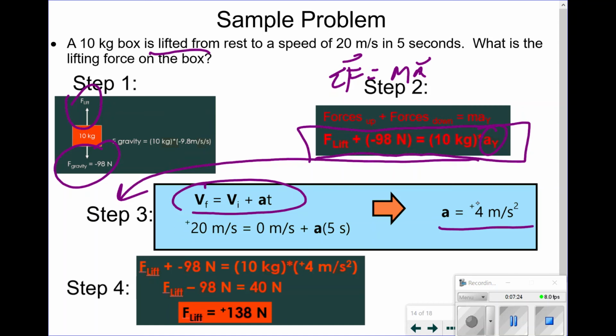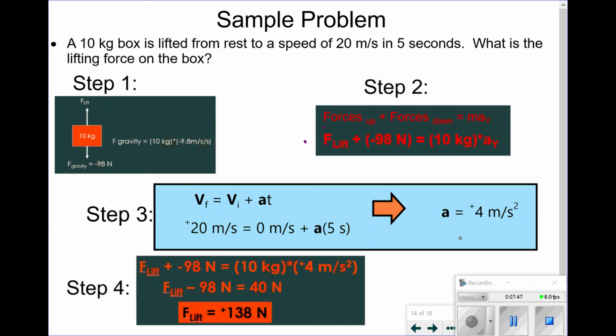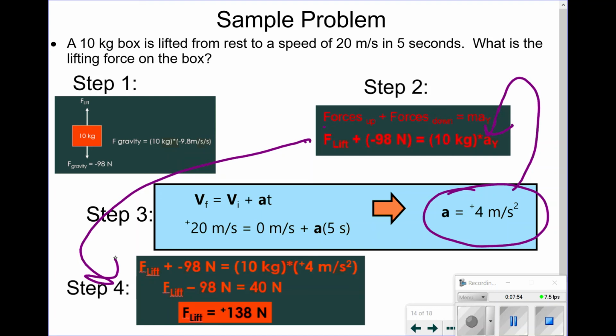This acceleration sign is incredibly important. Please make sure that you include it, because if this box was being lowered, then that acceleration would be negative, and it takes a lot less force to lower something than it does to lift it. So please make sure you include that sign. Now that I have the acceleration, I will simply plug it into the equation I had in step 2, which leads me now to step 4, where I can now just simply solve for the lifting force.